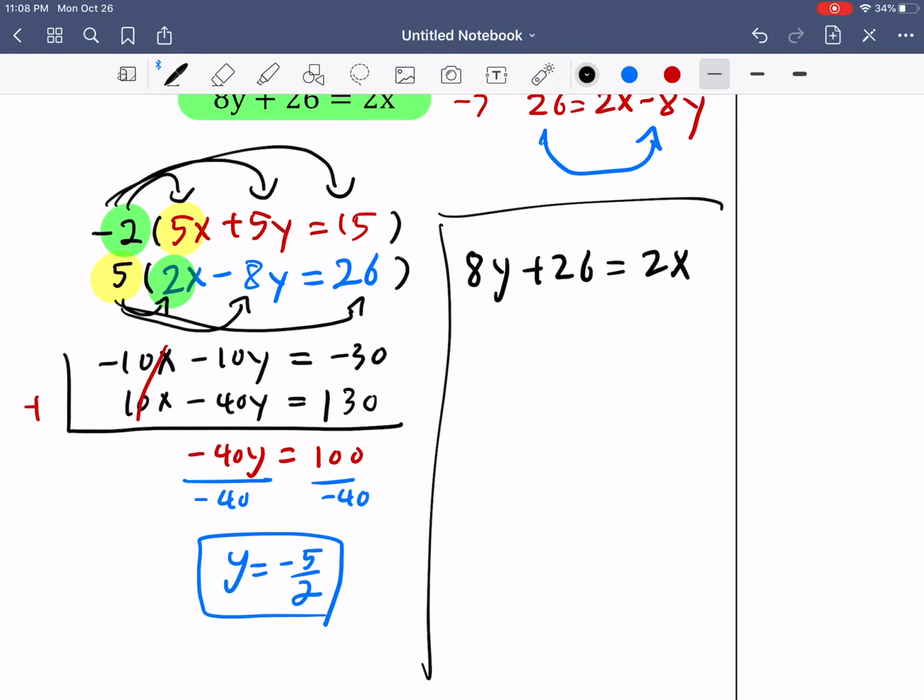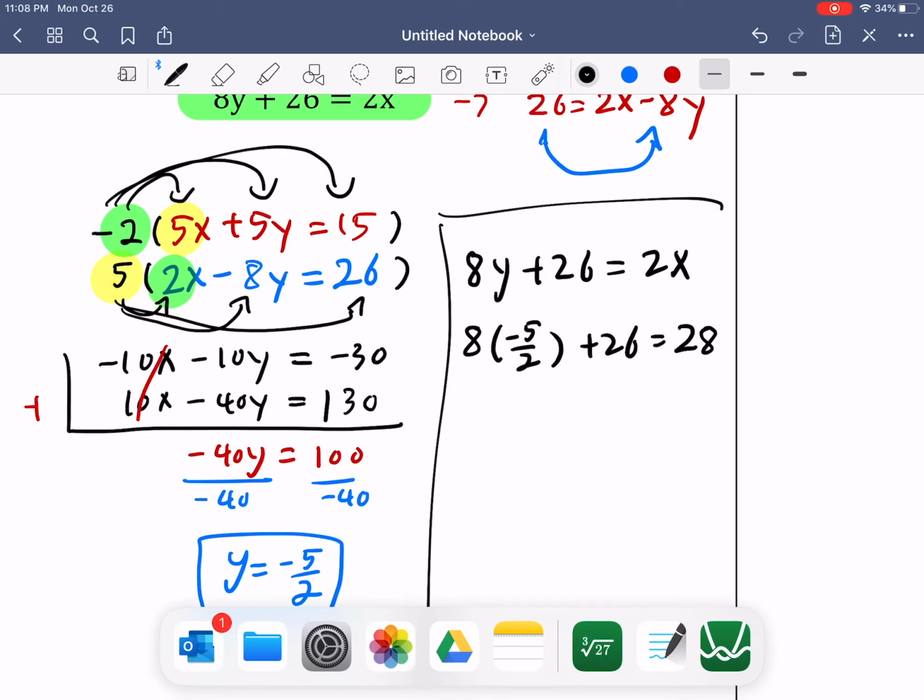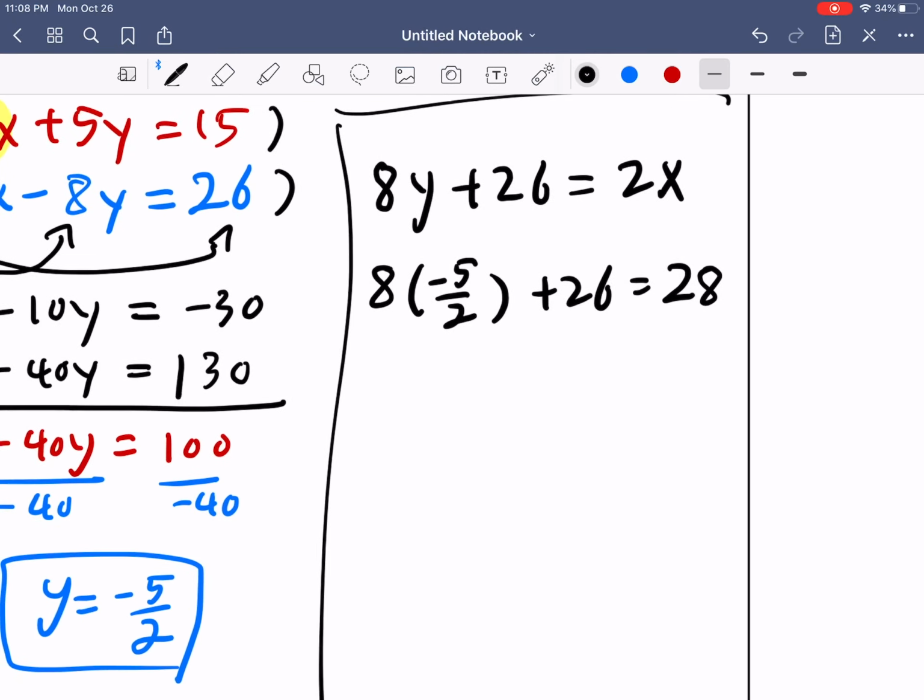You will have the technique later when you keep practicing. So instead of y, I'm going to put negative 5 over 2, plus 26. You can always use a scientific calculator here, but Mr. Kim doesn't need one, so I'm not going to use it. Negative 20, you can use a calculator for this part, that's fine, plus 26 equals 2x. Where did I get the 28 from? I'm sorry.